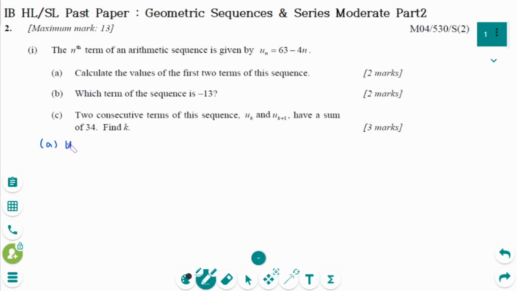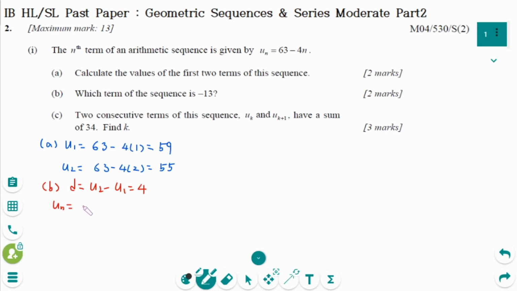Number A, U1 equals 63 minus 4 times 1, which is 59. U2 equals 63 minus 4 times 2, which is 55. Number B, d equals U2 minus U1, which is minus 4.